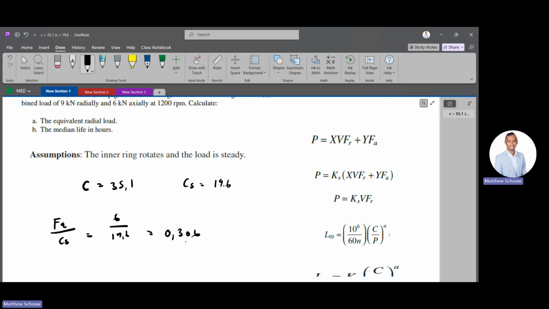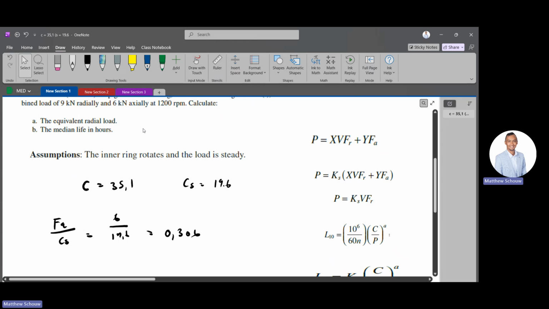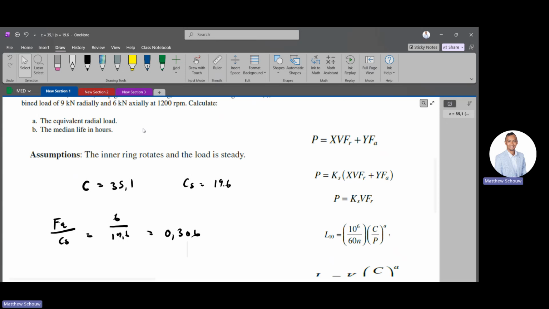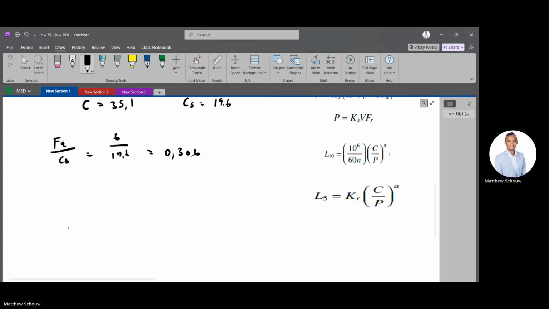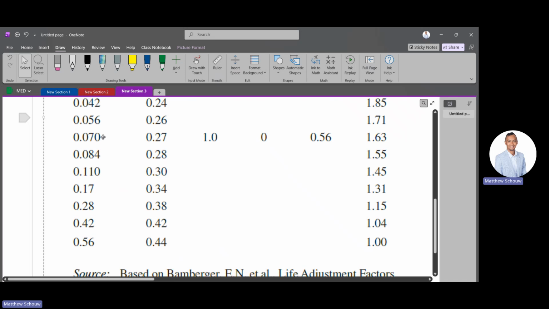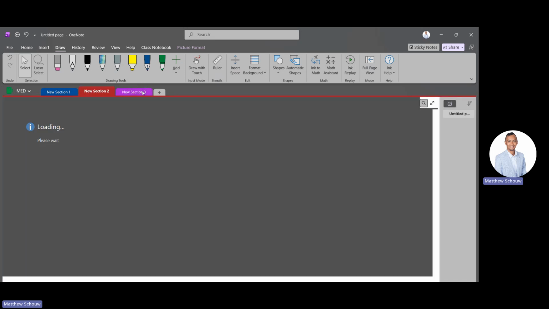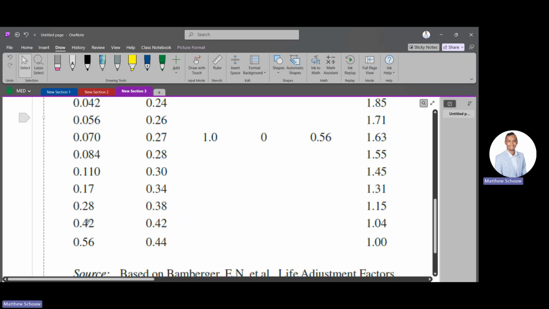Once that is done, we now can find our e, right? As I mentioned to you before. Let me confirm these values. 19.6. So let's find out our e value, okay? To find e, we need to obviously have a look here. So our value is 0.306, and that falls between these values over here, right? So therefore, we've got to conduct an interpolation to find e.